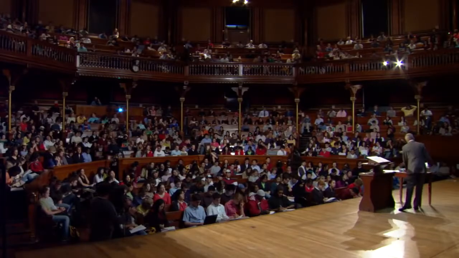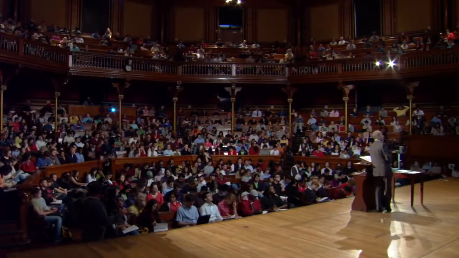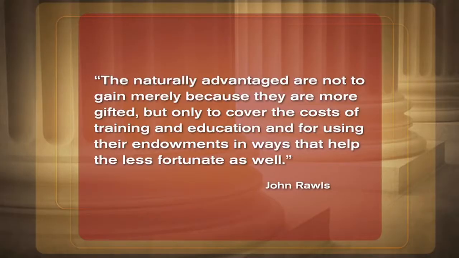In fact, if you look in section 17, where he describes the difference principle, he allows for incentives. The naturally advantaged are not to gain merely because they are more gifted, but only to cover the costs of training and education and for using their endowments in ways that help the less fortunate as well. So you can have incentives. You can adjust the tax rate if taking too much from David Letterman or from Michael Jordan or from Bill Gates winds up actually hurting those at the bottom. That's the test. So incentives, that's not a decisive objection against Rawls's difference principle.